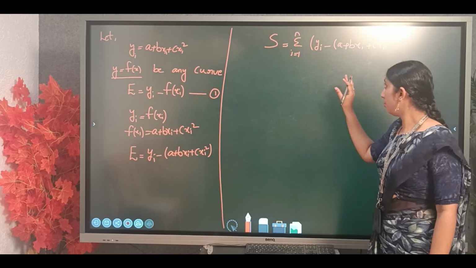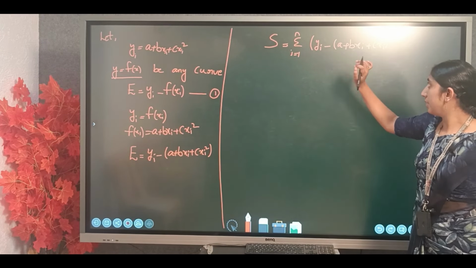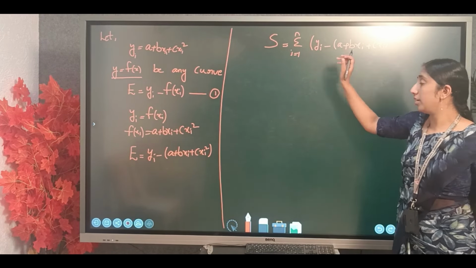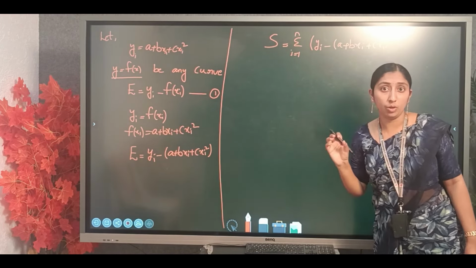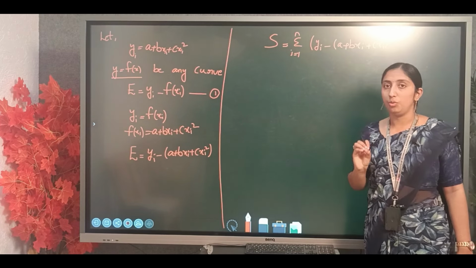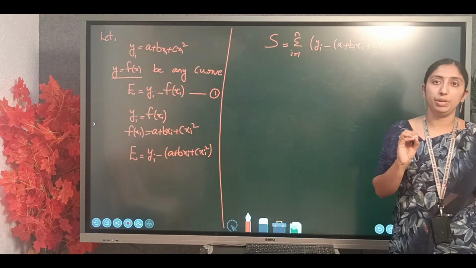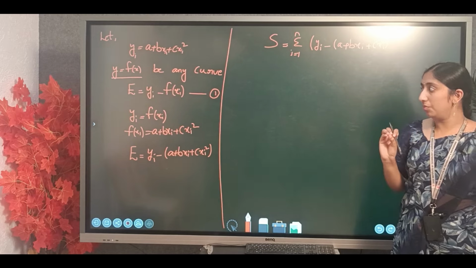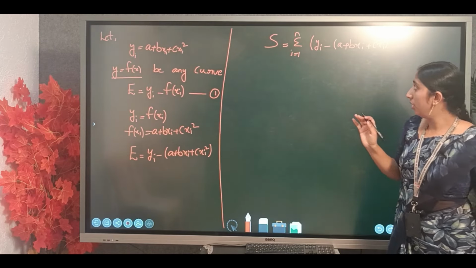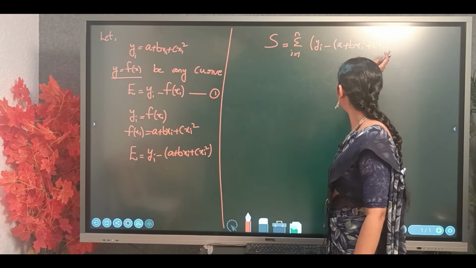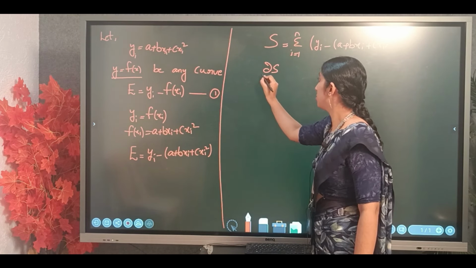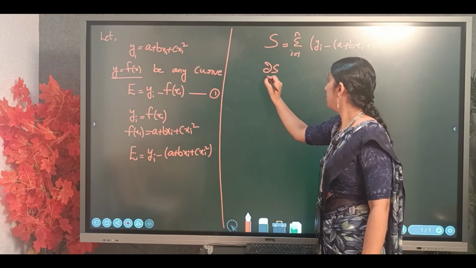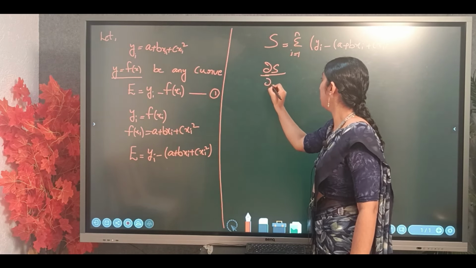So here there are some constants: a, b, c. These constants are arbitrary constants. For deriving normal equations, you have to find the values of a, b and c. With these values we can fit a best curve. So here our motto is to find the values of a, b, c. For this you have to partially differentiate S with respect to a.